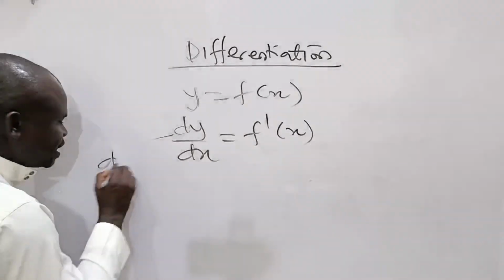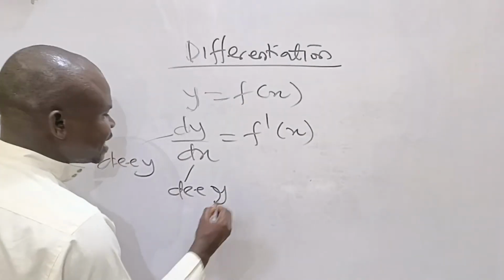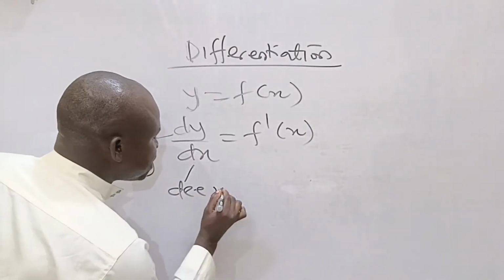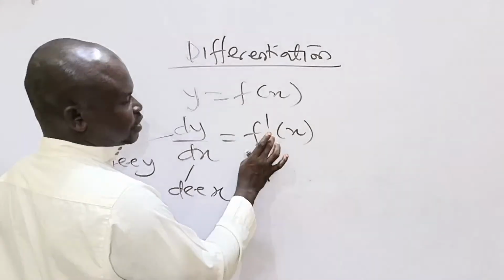This simply means dy over dx. Dy over dx simply means a slight change in y over a slight change in x. Then dy/dx is otherwise known as f prime of x. That will be the first derivative. And we can have as many derivatives as possible.